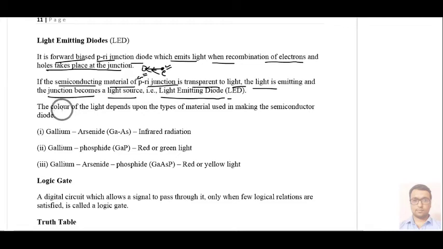The colors are also given here. For gallium arsenide we get infrared radiation, and for gallium phosphide we get red or green color. So different colors of LED are given according to the material choice.